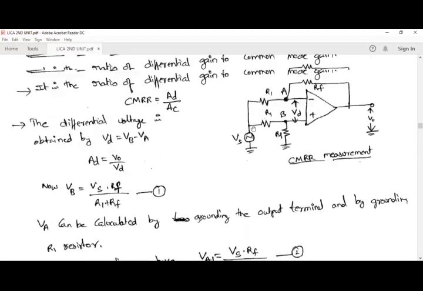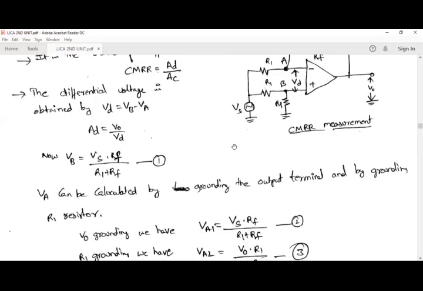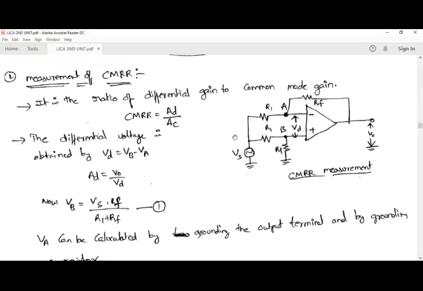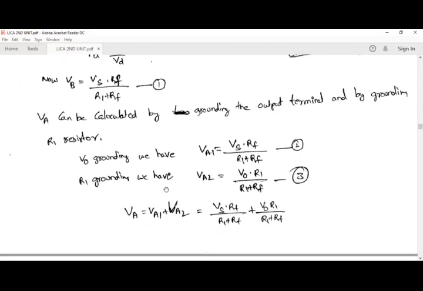Now, when this terminal is grounded, VS is not applied to VA. Then V0 will be applied, that is the feedback. Feedback voltage will be applied to the operational amplifier at node A. So you can see here that VA2 is equal to V0 into R1.